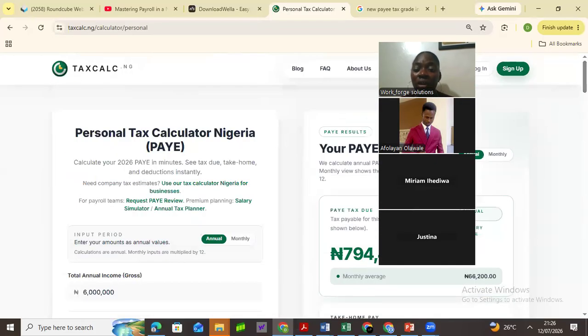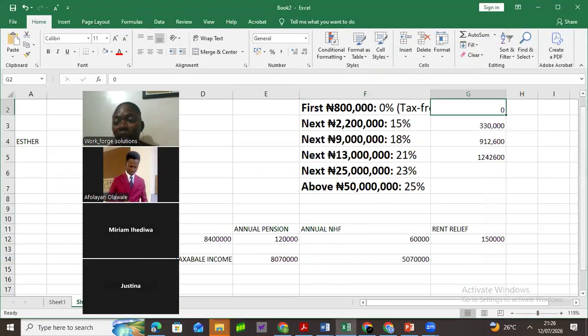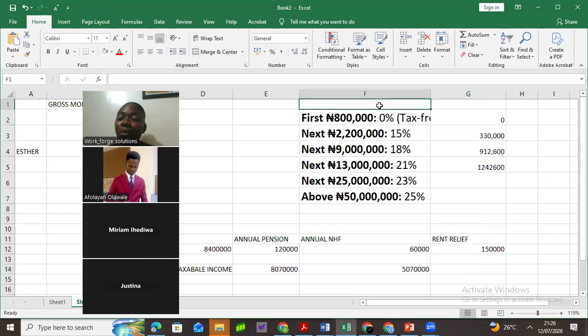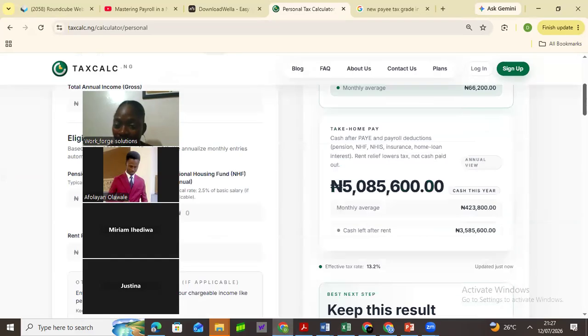Yes, you can. But remember, the goal is to understand it. So when they give you a figure, you understand how they got that figure, so you can defend it if need be. That's how I have to explain. I would have just said, okay, let's do it, and that's it. Oh, this is the tax. But I needed us to know how they came about these figures.